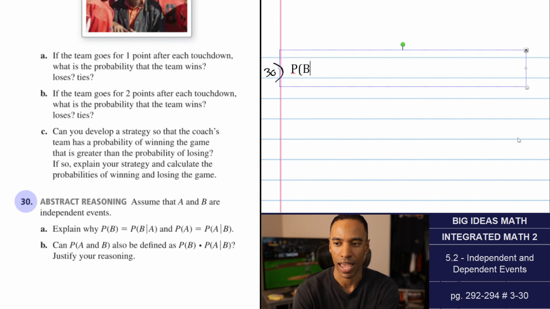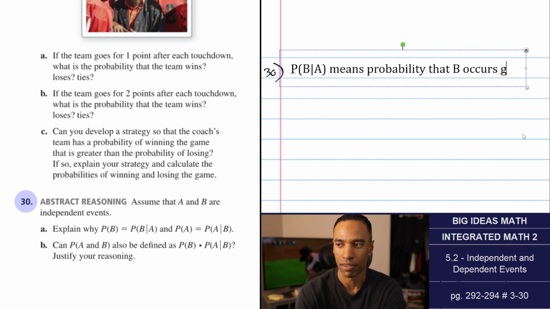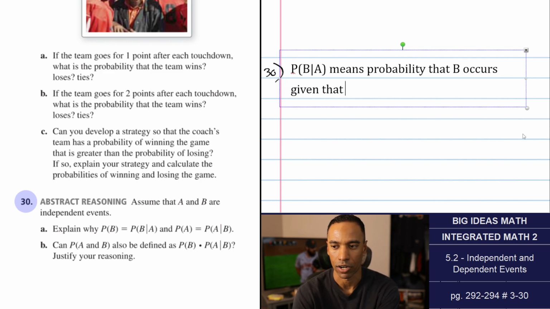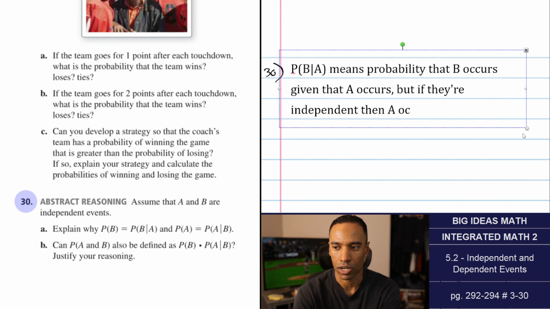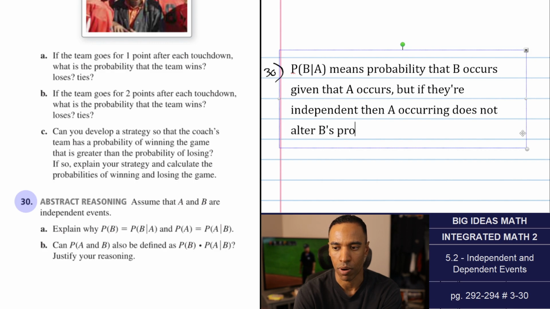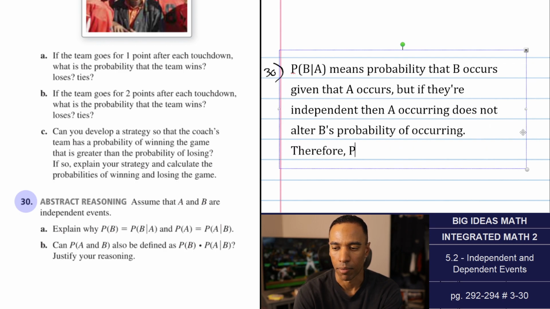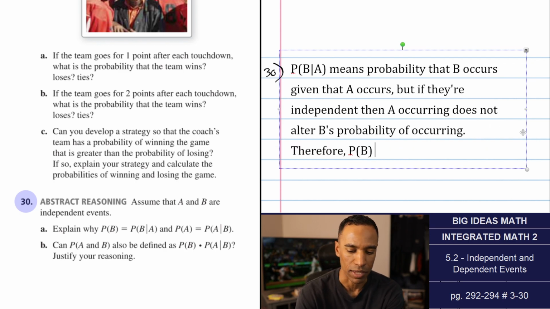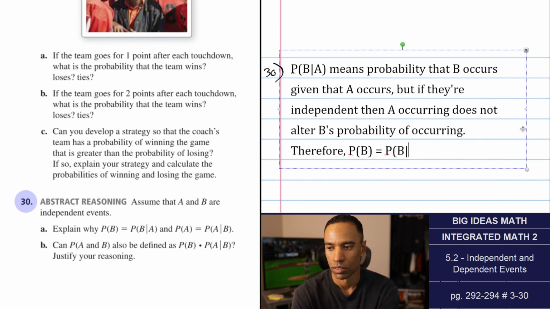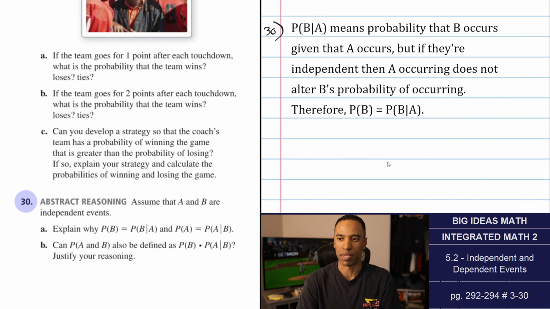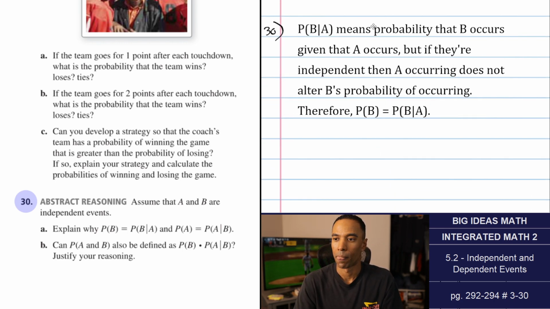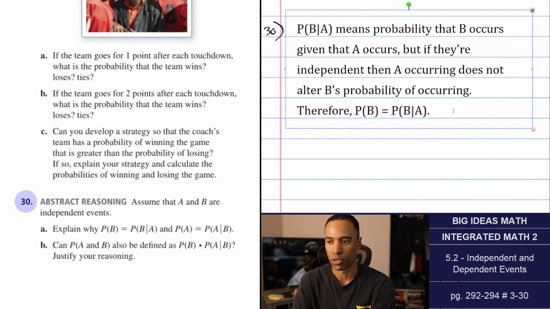Probability of B given A means the probability that B occurs given that A occurs. But if they're independent, then A occurring does not alter B's probability of occurring. Therefore, probability of B equals probability of B given A. Because no matter whether A occurs or not, B still has the same likelihood of occurring that it did before. Exact same thing for the other one.